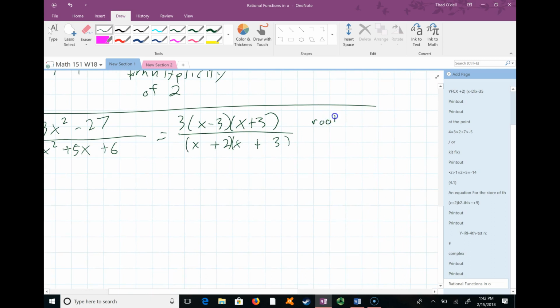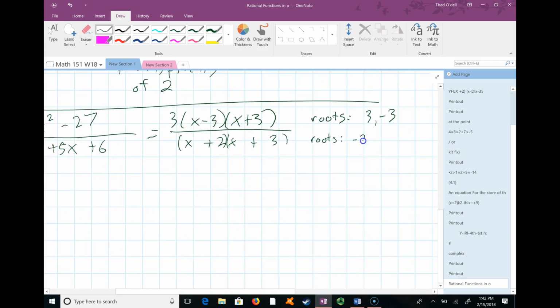So the roots of the top, or the zeros of the top, would be 3 and negative 3, because 3 makes this factor 0, negative 3 makes that factor 0, and there's no way to make this factor 0. So the roots would just be 3 and negative 3. Okay? Roots on the bottom. That would be negative 2 and negative 3.